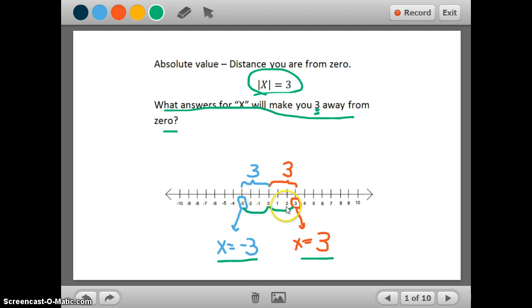So you'd always have two options. Say you want to be 6 units away from 0. Well, then you'd have 6 and you'd have negative 6.